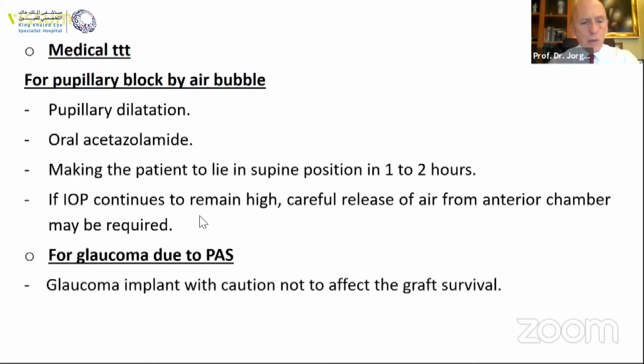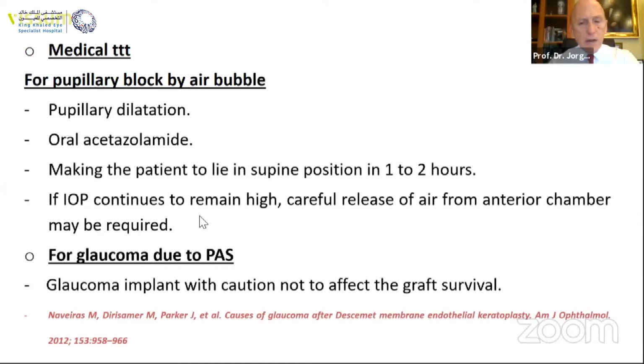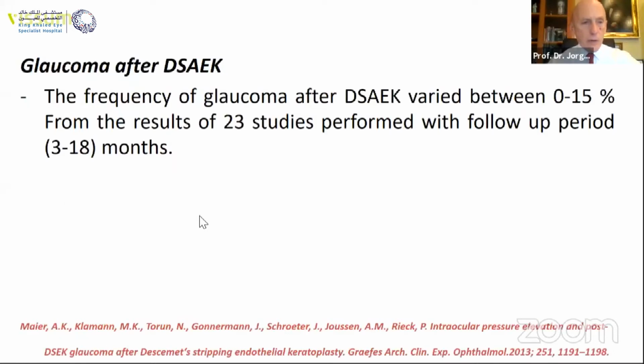Glaucoma has to be considered in these cases as a potential indication for surgery, and you have to be very careful with all the devices that can affect the anatomy of the segment, especially with grafts, especially valves, because they can affect negatively the prognosis of the graft.